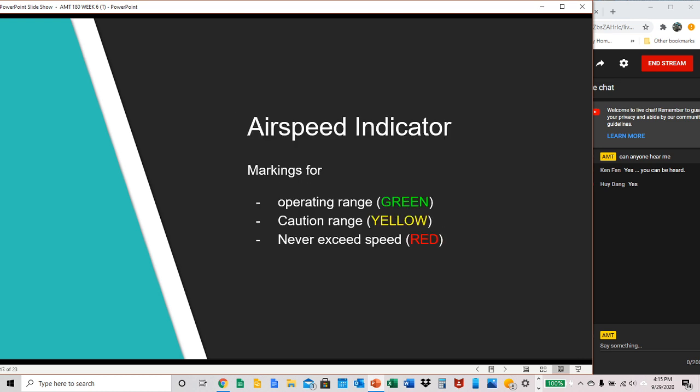Markings for our airspeed indicator. So the markings go like this. We have green, which is our operating range. We have yellow, which is our caution range, and we have red, which is our never exceed speed. Similar to many of our other instruments, it's a pretty standard system: green, yellow, and red. When the aircraft is utilizing that color code system, you'll see a lot of the same colors on your instruments.